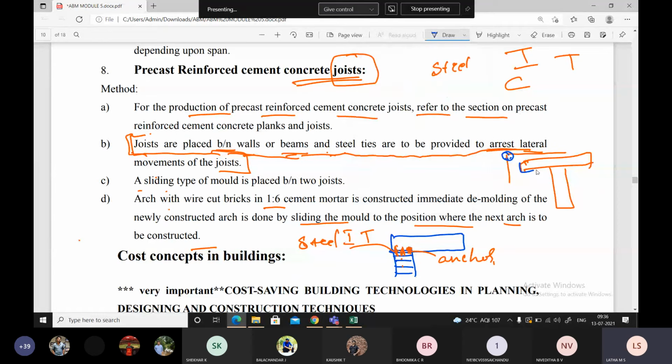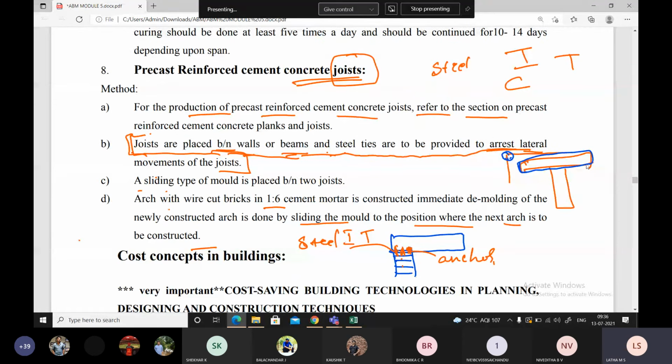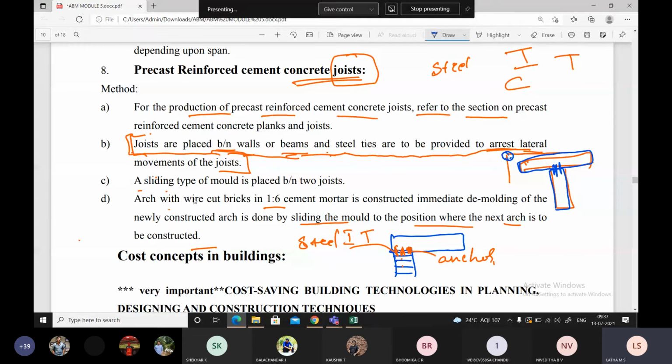Yes or no? T beam. Yes. When you go for a precast construction of T beam, you find two beams are interconnecting. So at the point of connection, you provide these joists. These joists are made up of precast reinforced cement concrete. But the cross section cannot be defined that easily because it's a slender section. You agree? As you find a steel section, the reinforced cement concrete joist also has to be very slender in appearance. So, a sliding type of mold is placed between the two joists.